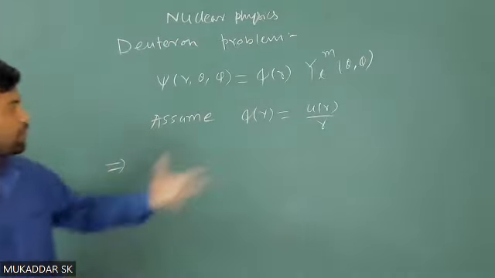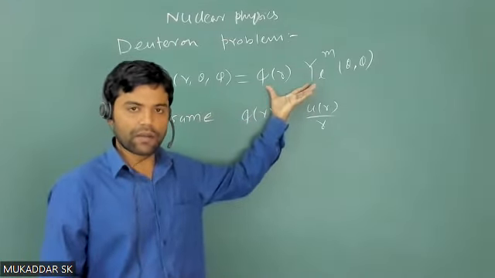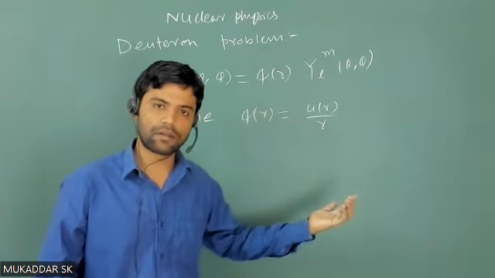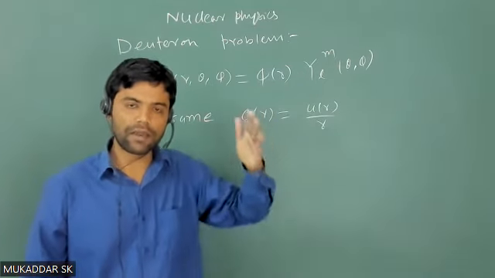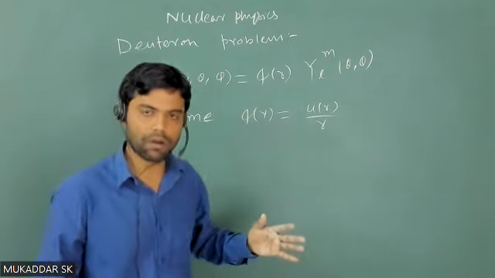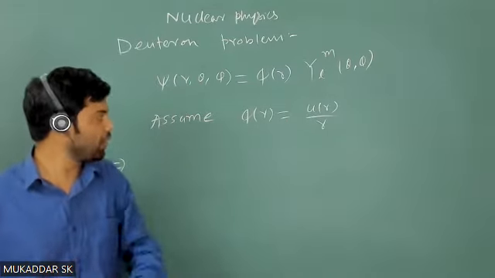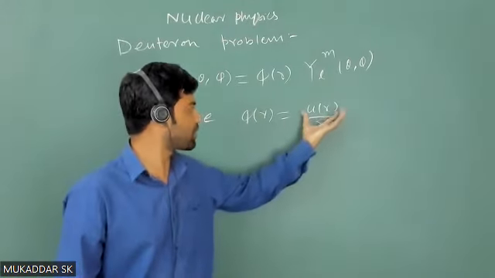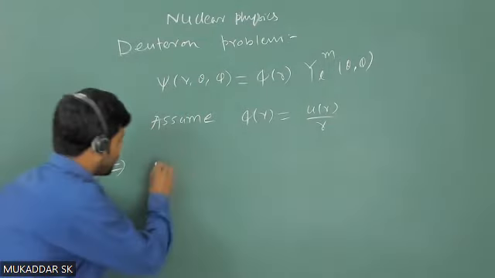So what I'm doing, this is your total wave function. So the total wave function you can insert in your Schrodinger wave equation. Then by using the method of separation of variables, you can actually separate the R component of the wave equation, theta component, and phi component. After doing this, if you substitute that R component equals some function divided by R, then your wave equation will reduce to something like this.